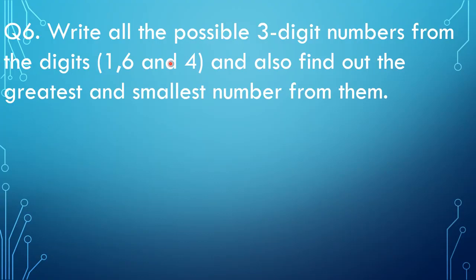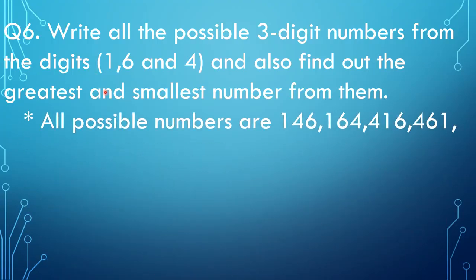Okay. So let's see. All possible numbers are 1 at 100 place, then 4 at 10's place and 6 at 1's place. So 146, 1, 6 at 10's place and 4 at 1's place 164, then 416 and 461. And two numbers more we can make: 6 at 100 place, 1 at 10's place and 4 at 1's place 614 and 6 at 100 place, 4 at 10's place and 1 at 1's place. So 641. So these are all possible numbers we can make by using these digits.